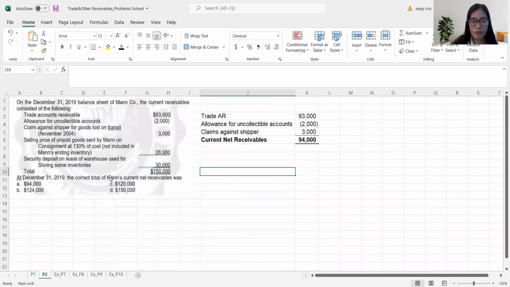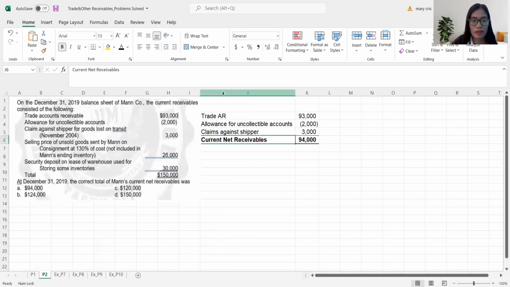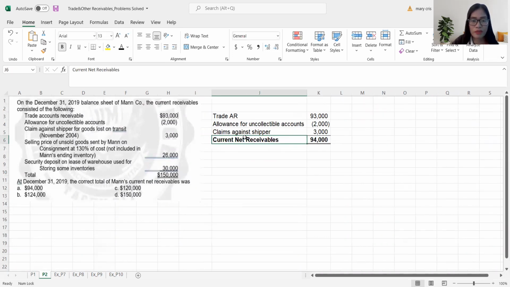So we have here, the second problem is for mine company. So what we are asked here is to compute lang for the correct total of the current net receivables of mine. So what you're going to do is just analyze the list given if this should be included or not. So I'll start with 93,000. The trade accounts receivable, of course, that should be included. So since we're asked already of the net amount, so itong allowance for uncollectible accounts, we'll just deduct it immediately.